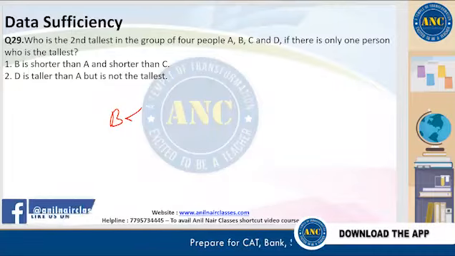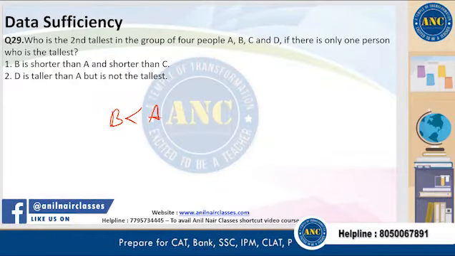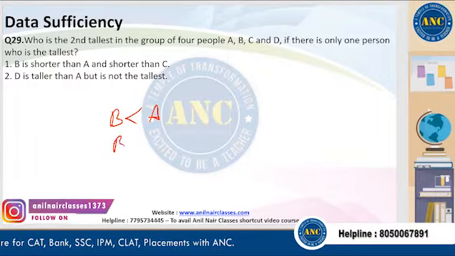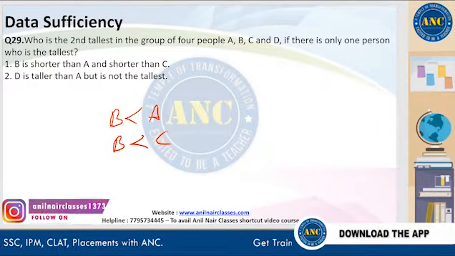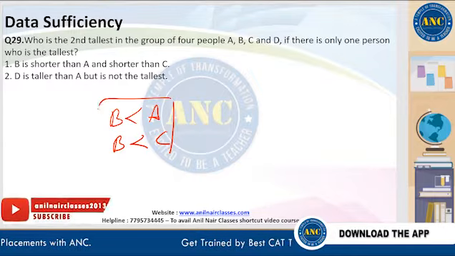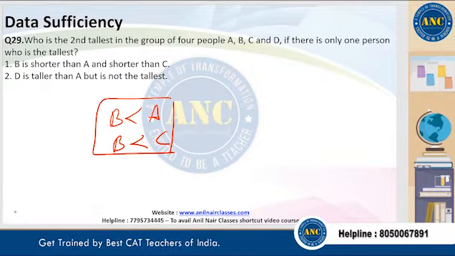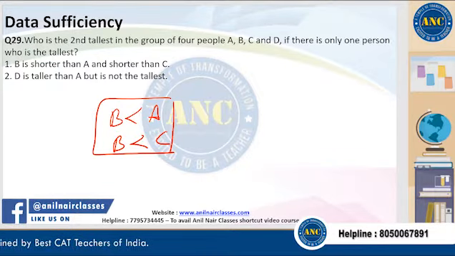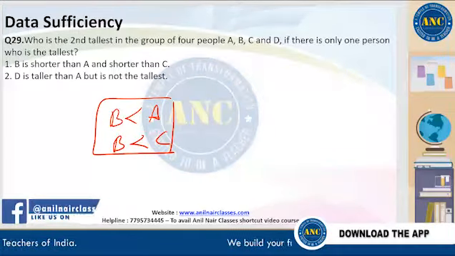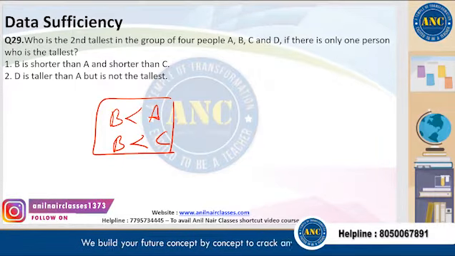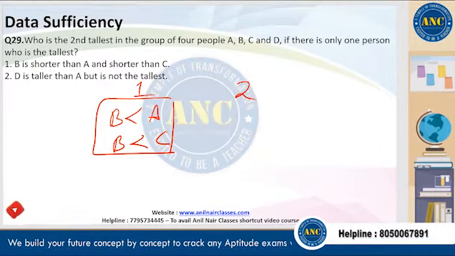B is shorter than A and shorter than C. So B is also shorter than C. Using this, can we find out who is the second tallest in the group? Of course not. A could be the second tallest, C could be the second tallest, D could be the second tallest. No clarity. Statement 1 alone does not work. Statement 2 alone.